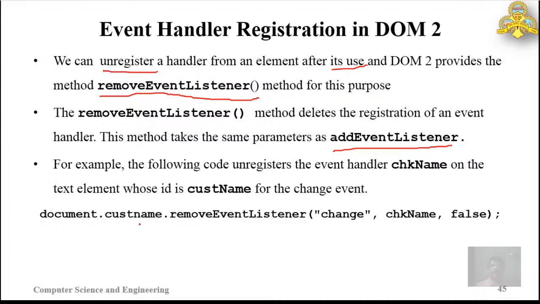For example, here is the same as in the previous slide. This is the name of the element, that is customer name. The already assigned CHK name handler will be unregistered for the event change.